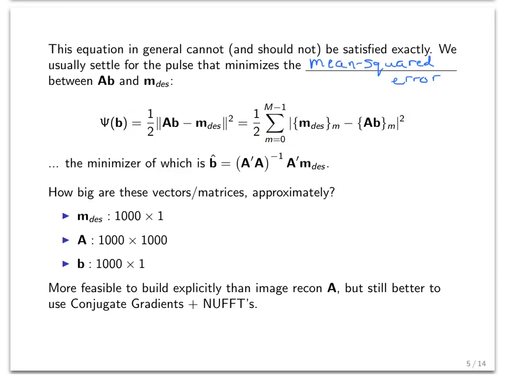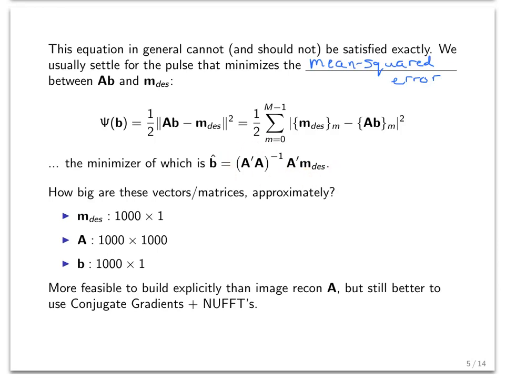We can solve this analytically, and the minimizer, our best guess for B, which we call B hat, is equal to A transpose A inverse times A transpose times m desired. This is what's called a pseudo inverse, and we've seen this before in other problems.